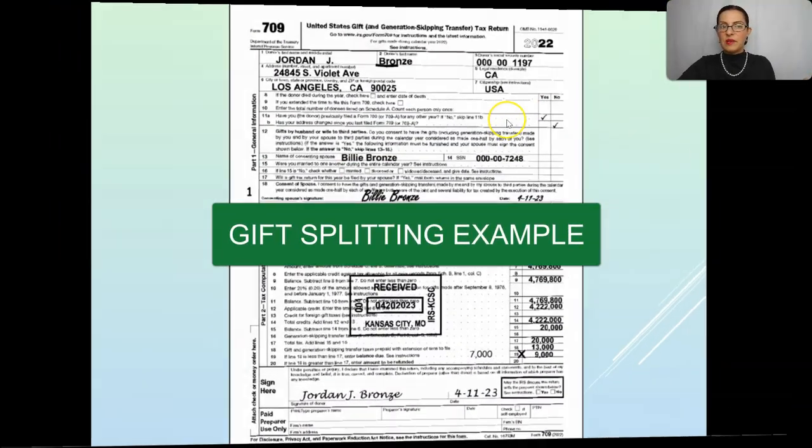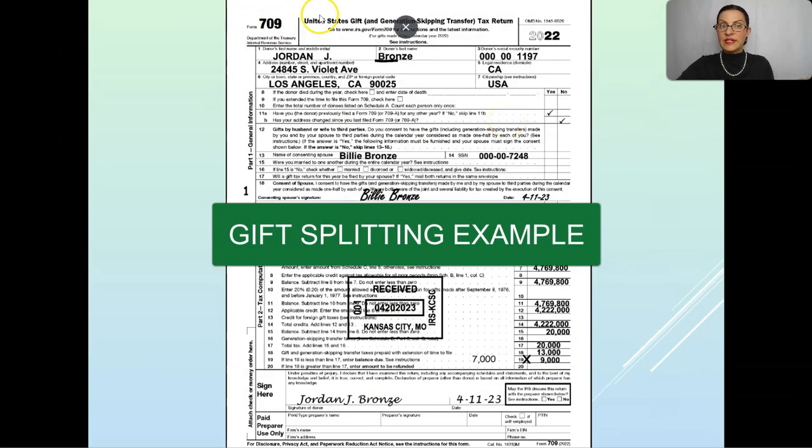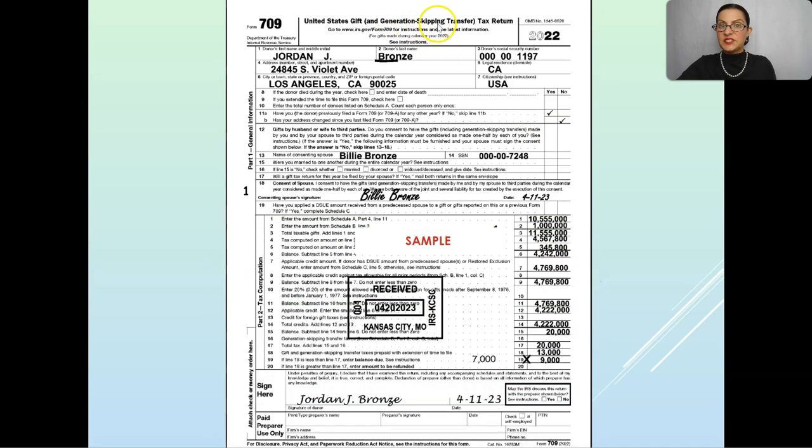Now here's an example of a Form 709. This is a United States Gift and Generation-Skipping Transfer Tax Return. This is just a sample from the IRS website. This is not a real person. This is the person who's giving the gift. This is the donor, the person who's giving the gift, not the person who's receiving the gift. The donor is the one that has to file the gift tax return.